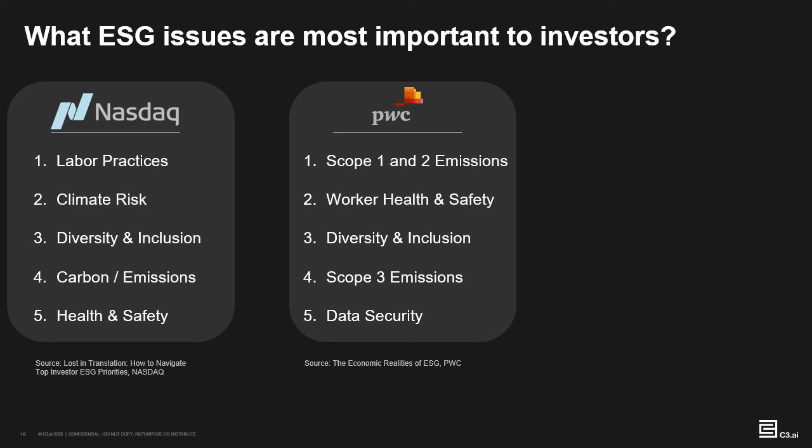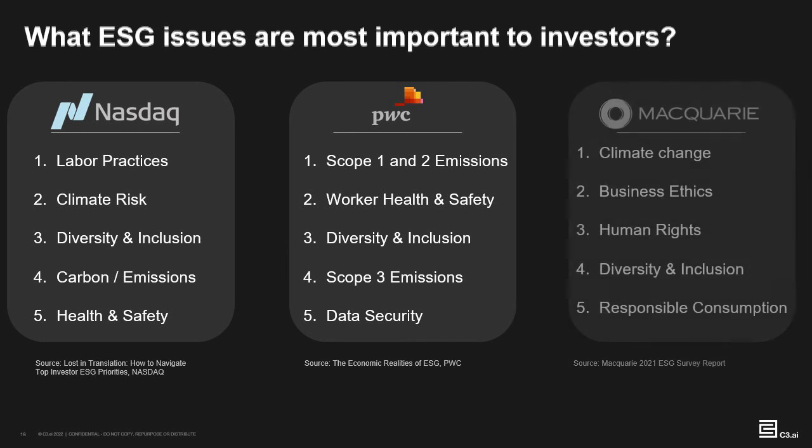And so for Katie, she's trying to figure out, is that just noise? Is that something I need to be focused on? Do I need to be investing heavily in improving my transparency on this issue? And then the third survey by Macquarie found, number 1, climate change, but now we see business ethics, human rights, there's diversity and inclusion again, and then something called responsible consumption. And so what's the point here?